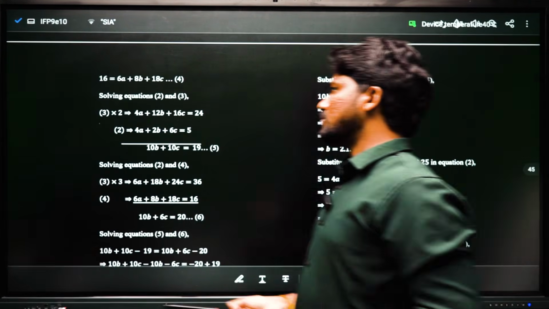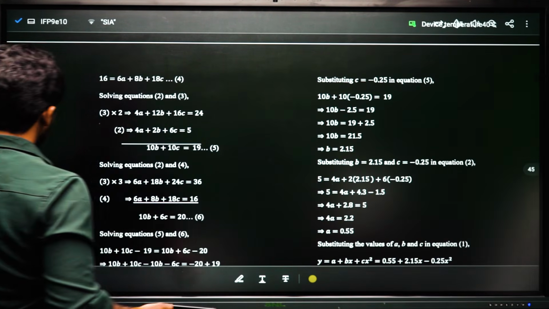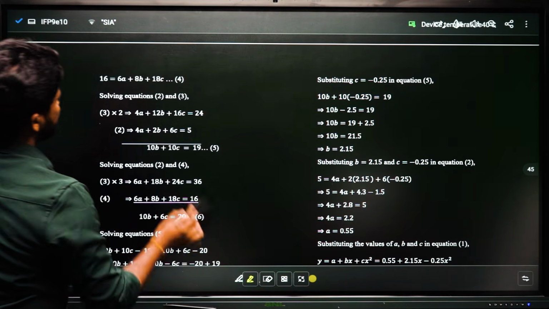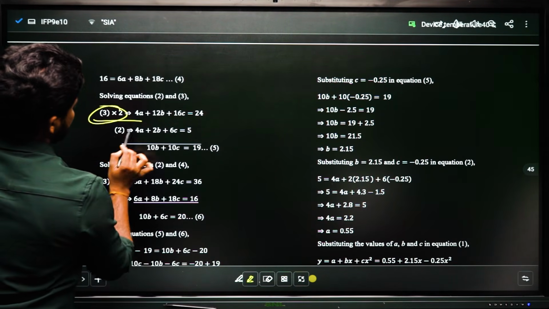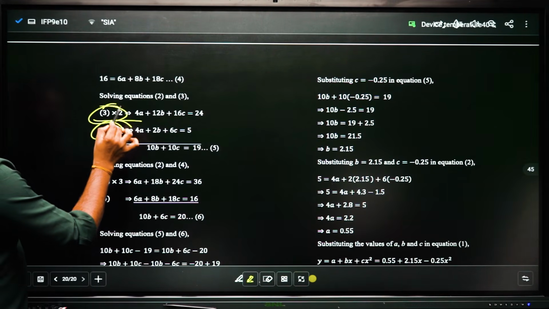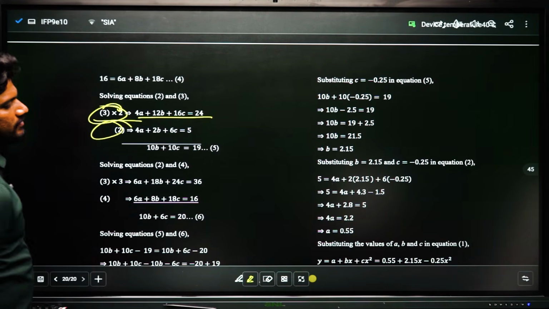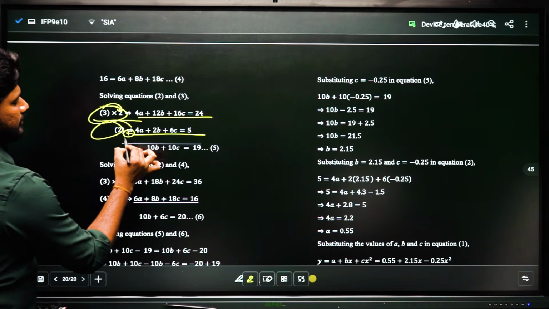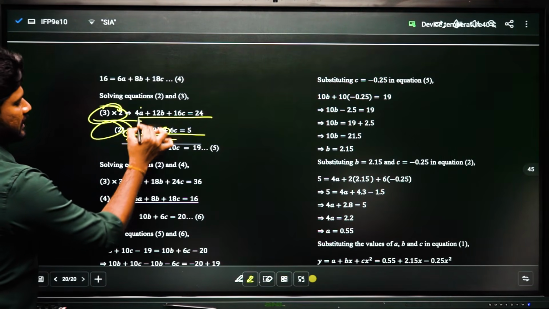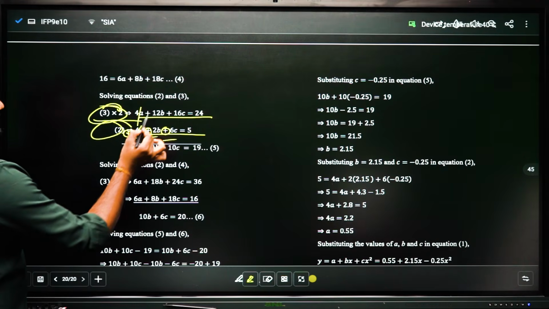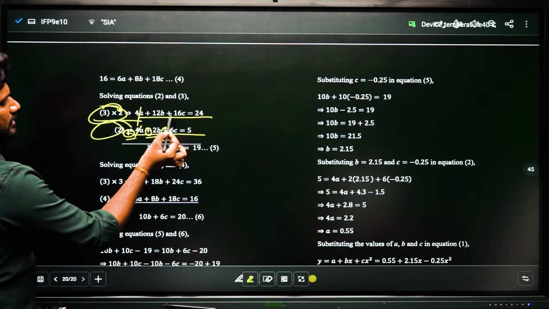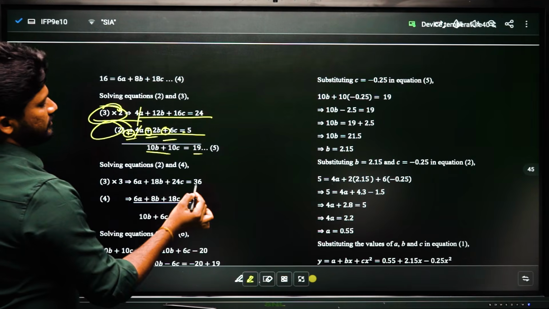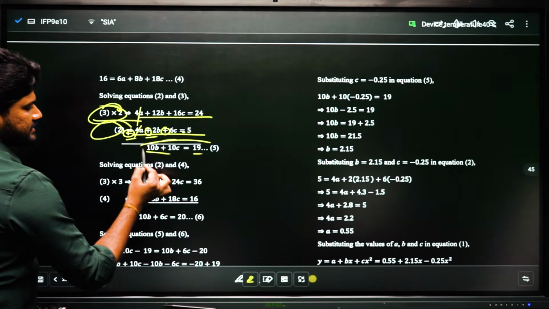To get small a, small b, small c, simplify equations 2 and 3. Multiply equation 2 with 2, then you get the values like this. Now by multiplying with minus, plus 4a minus 4a gets cancelled. 12b minus 2b, 10b, 16c minus 6c, 10c is equal to 24 minus 5, 19. Take it as equation number 5.